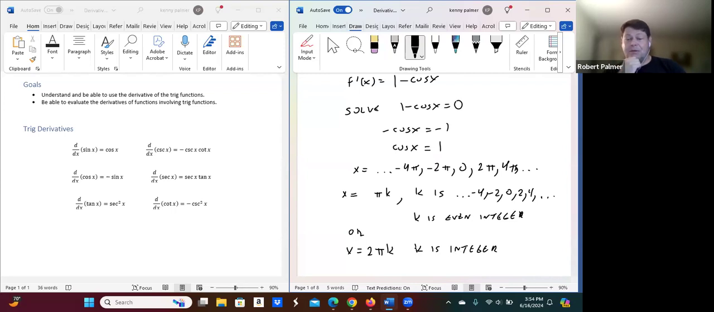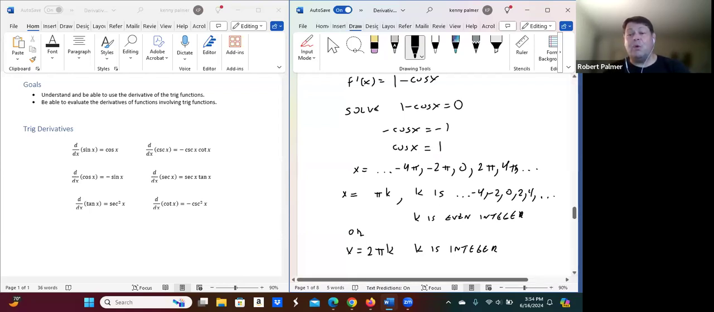All right. So if k is, do 0 first. If k is 0, that makes x 0. Make sure you get these. k is 1. 1 times 2 pi is 2 pi. k is 2. 2 times 2 pi is 4 pi. Good. k is -1. That gives us -2 pi. If it's -2, that gives us -4 pi. That works. So basically, that's our answer to that equation.